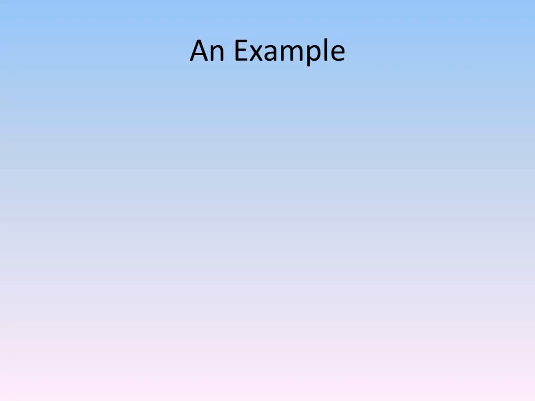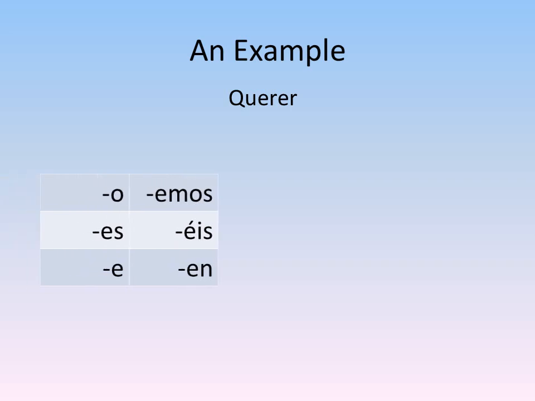Okay, now let's look at an example of a stem-changing verb. Let's use the verb querer, to want. The first thing you should notice about the verb querer is that it's an ER verb. This means it's going to use the regular ER verb endings: o, es, e, emos, éis, en. Now you should also remember, because you've memorized it, that this is a stem-changing verb, E to IE.